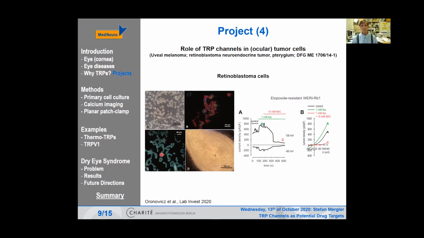And here's another original calcium imaging showing the typical structure of these retinoblastoma cells. And this is the recording showing an effect of vitamin C, ascorbic acid. Interestingly, it has an effect on calcium regulation as well as on whole cell currents. You can see ABC again, that we use N-acetylcysteine, which is a blocker, also blocking the ascorbic acid receptor, as well as some ion channels.